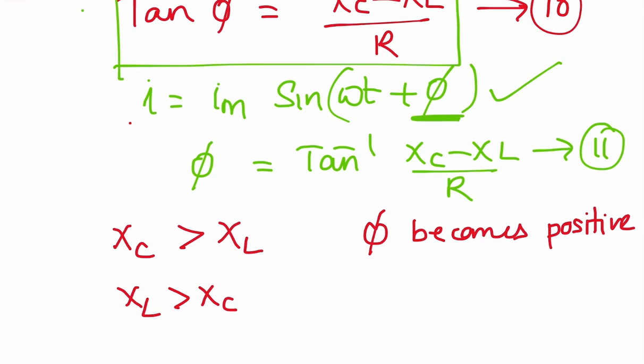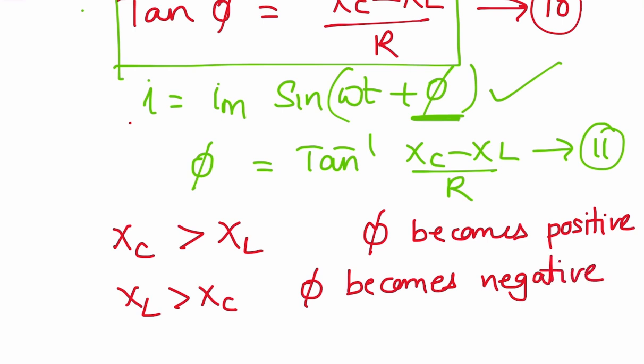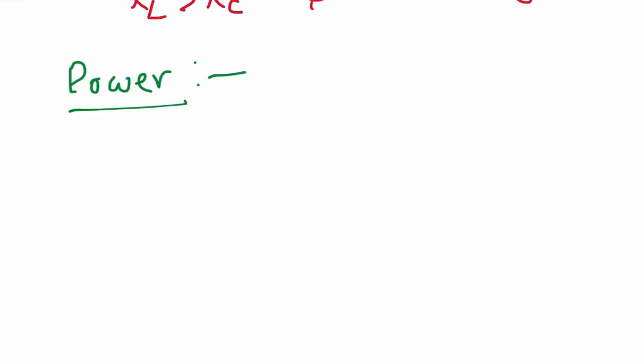So phi becomes negative. In this case, if XC is greater than XL, current leads. If XL is greater than XC, voltage leads. Which is leading depends upon the values of XC and XL. So if XC is greater than XL, it will be a current leading circuit. If XL is greater than XC, it will be a voltage leading circuit. And the last point we need to know is power. Finally, we need to know the power of the circuit.